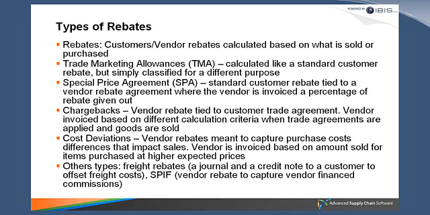And then I have other types, freight rebates. That is really just a journal for offsetting customer freight costs. We're not going to talk about that. And a SPIF, which is really a way to capture vendor reimbursements to your sales force, so they're captured through commissions. But ultimately, what I'm going to be sending back to my supplier is a rebate invoice for them to reimburse me on those commissions.